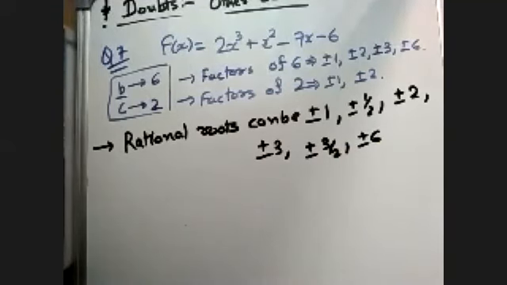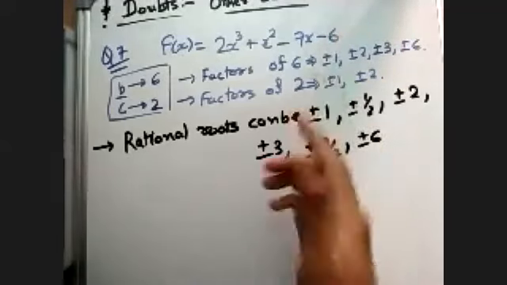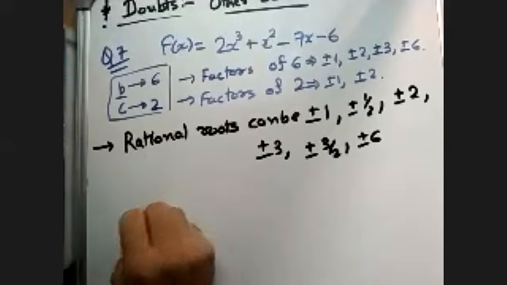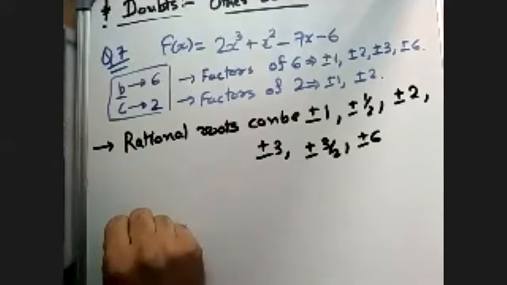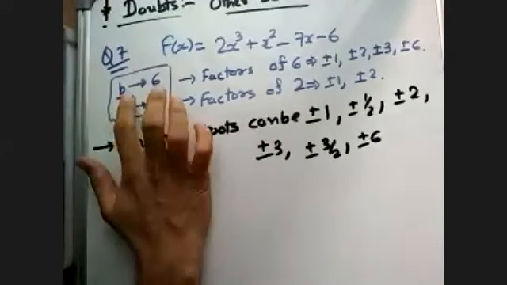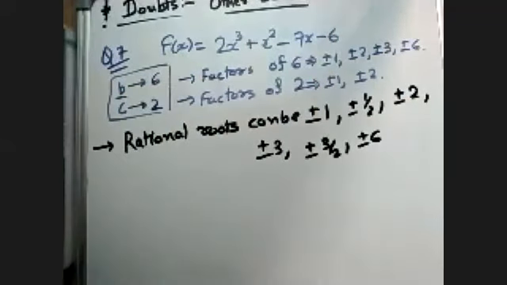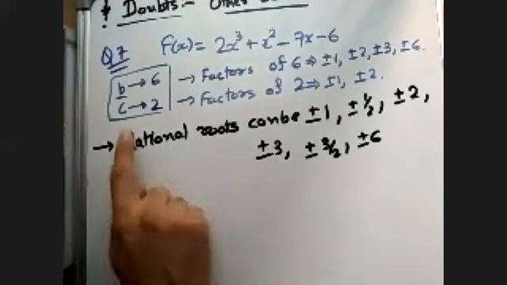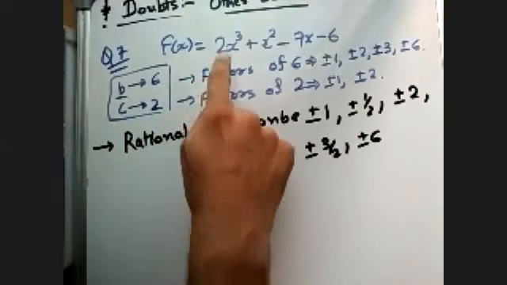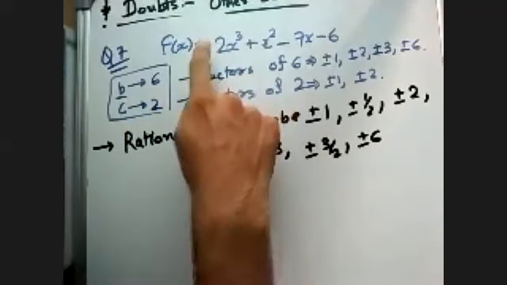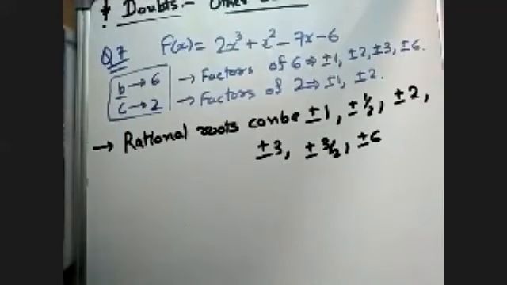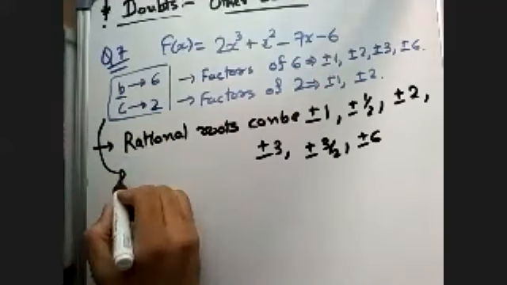Okay. Why factors of 6? In the previous question, why did we take factors of 6? Because from the rational root theorem, they are telling that your numerator will be a factor of the constant term. So what is your constant term over here? 6. And your denominator will be a factor of the leading coefficient. What is your leading coefficient? 2. Right. This is from the rational roots theorem. We have seen it just now.